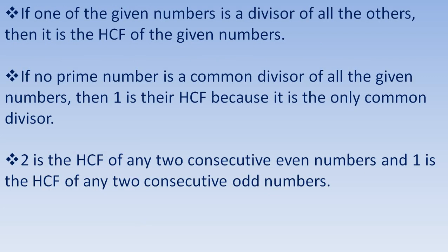Now, all the concepts that we have studied, just to remember: if one of the given numbers is a divisor of all the others, then it is the HCF of the given numbers. If no prime number is a common divisor of all the given numbers, then 1 is the HCF because it is the only common divisor. Please note, 2 is the HCF of any two consecutive even numbers and 1 is the HCF of any two consecutive odd numbers. I hope I am clear with these concepts.